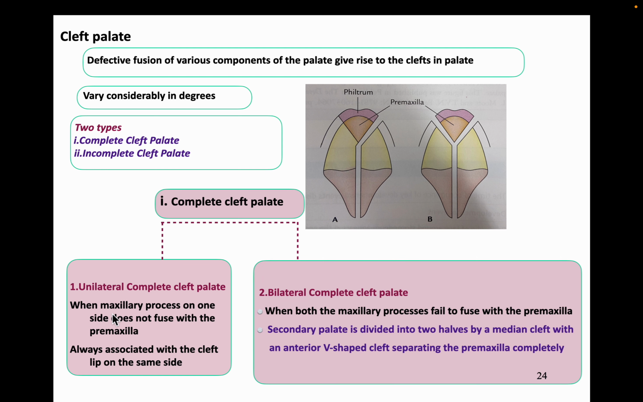Unilateral complete cleft palate is when the maxillary process on one side does not fuse with the premaxilla. You can see in this diagram. It is always associated with the cleft lip on the same side. In bilateral complete cleft palate, you can see both the maxillary processes fail to fuse with the premaxilla. The secondary palate is divided into two halves by a median cleft with an anterior V-shaped cleft separating the premaxilla completely. So this is bilateral complete cleft palate.